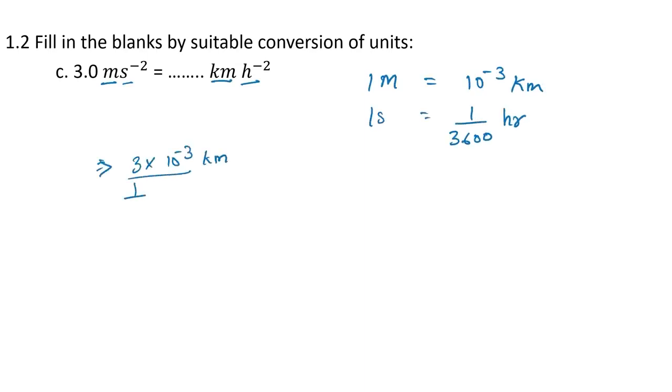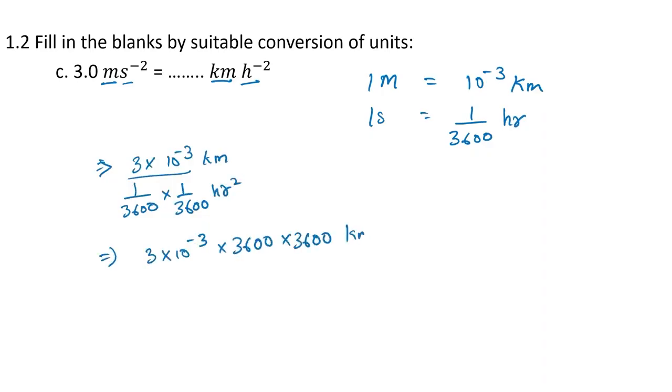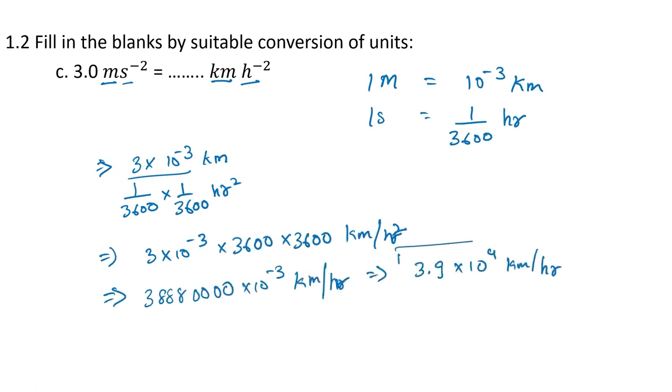In the next question we have 3 meter per second square needs to be converted to kilometer per hour square. So here meter would be converted into kilometer and second would be converted into hour. The conversion factor for this is 1 meter equals 10 to the power minus 3 kilometer, and 1 second is 1 by 3600 hour. So substituting these values, we will get 3.9 into 10 to the power 4 kilometer per hour square.